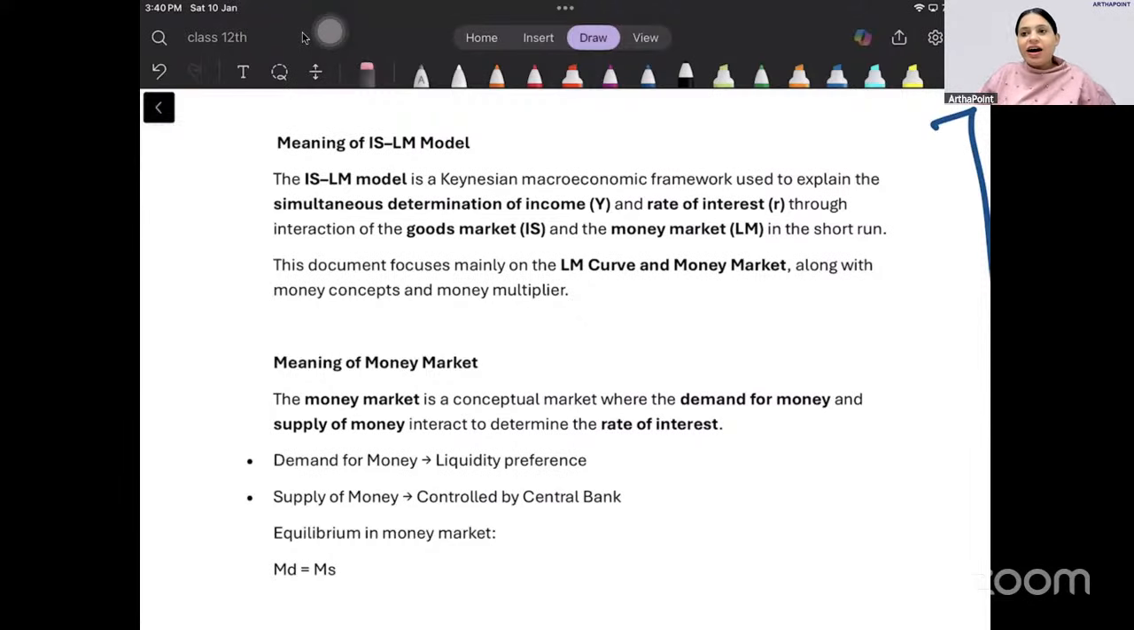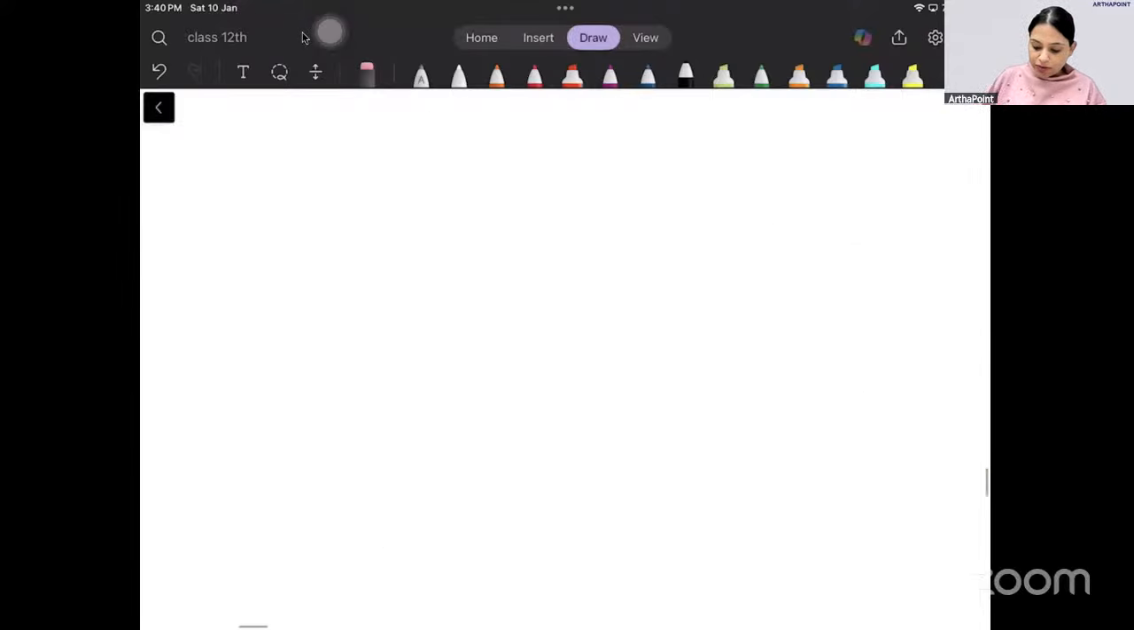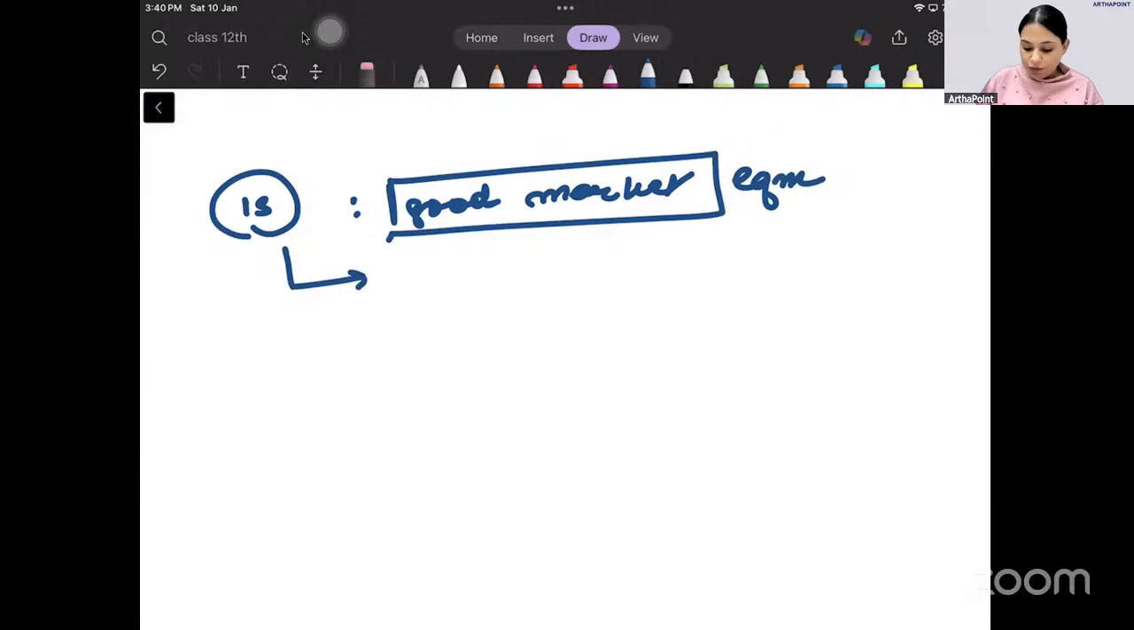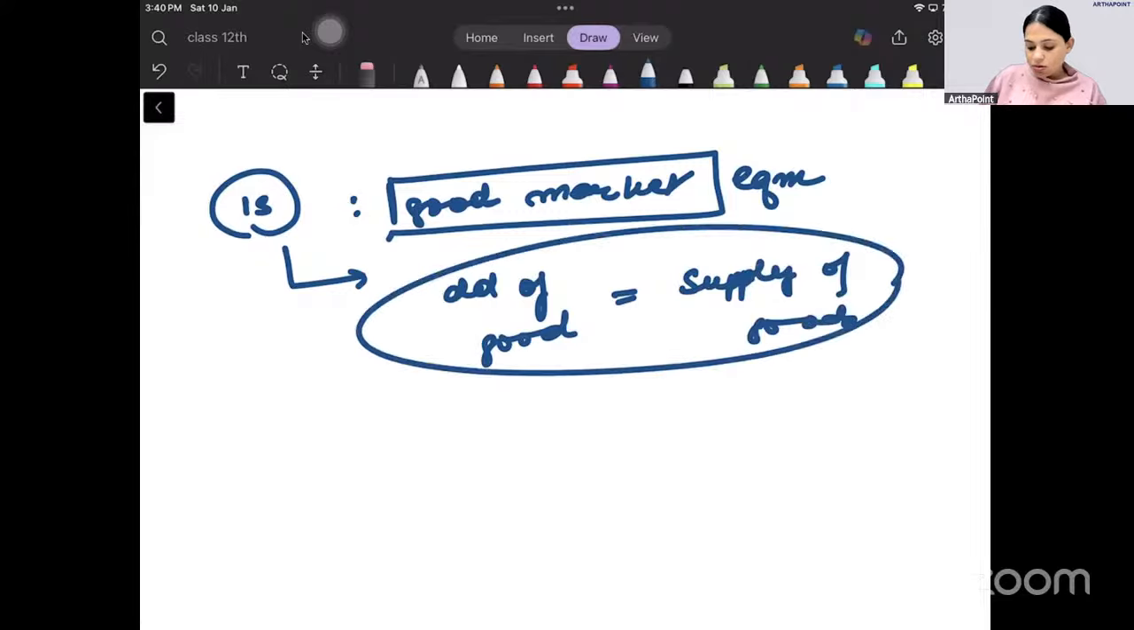Hi, good afternoon, everyone. So we are going to start by talking about the ISLM curve now. So the IS curve talks about the goods market. Because it is talking about goods market equilibrium, we need that the demand of goods should be equal to the supply of goods, right? Or the expenses on the demand of goods should be equal to the expenses on the supply of goods.